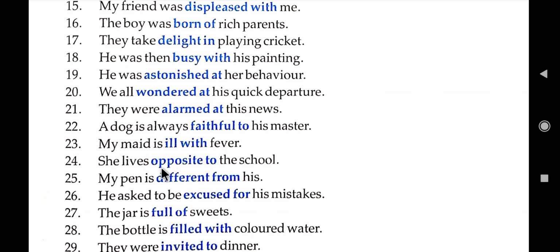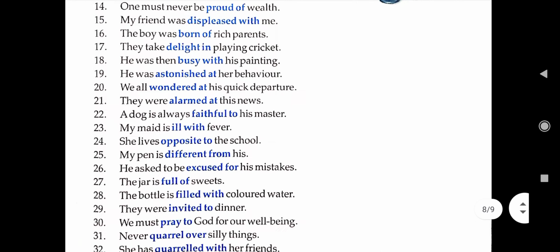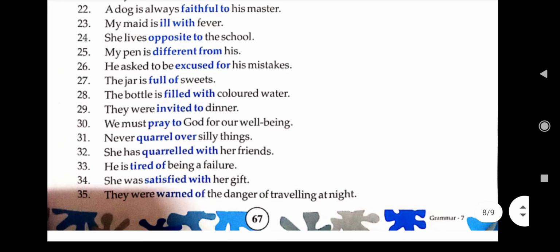She lives opposite to the school. My pen is different from his. He asked to be excused for his mistakes. The jar is full of sweets. The bottle is filled with colored water. They were invited to dinner. We must pray to God for our well-being. Never quarrel over silly things. She has quarreled with her friends.